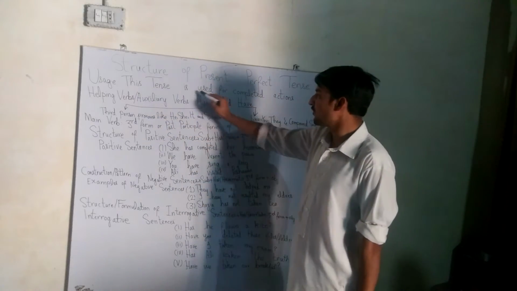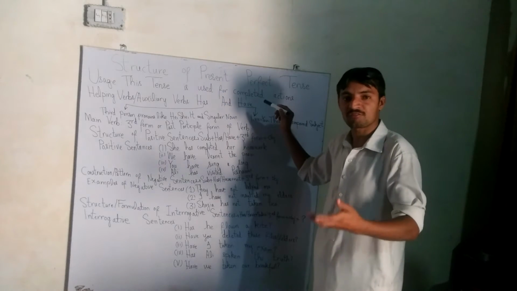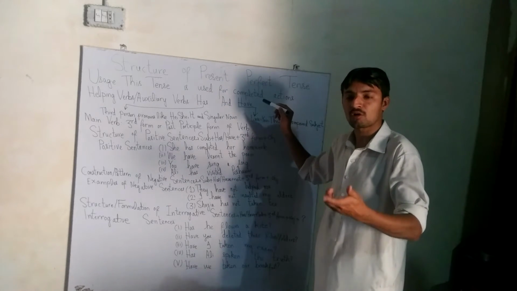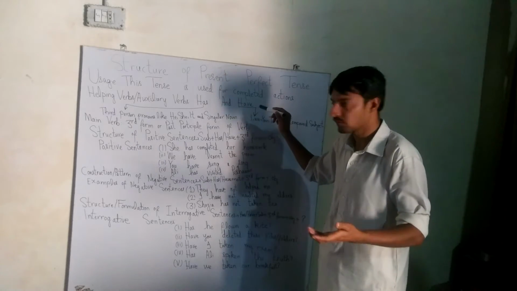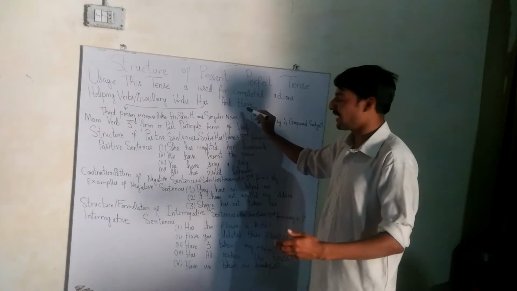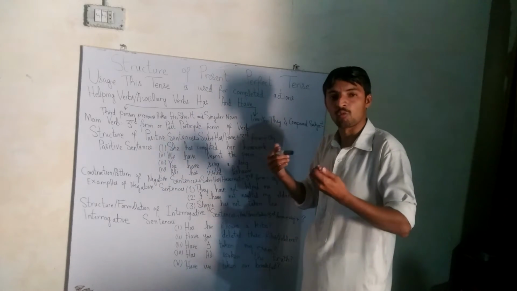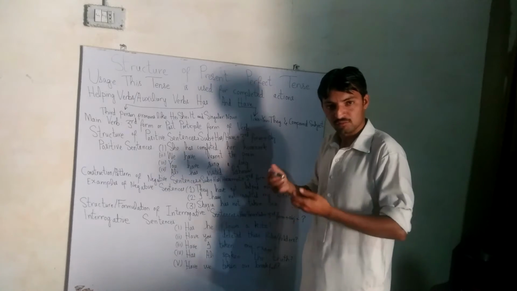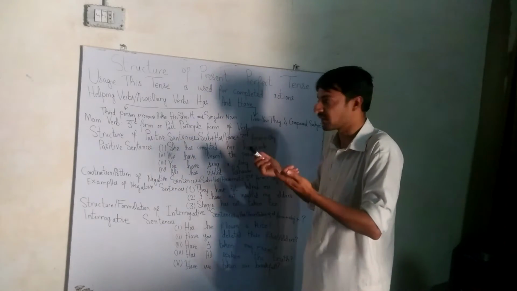Usage. This tense is used for completed actions. We use present perfect tense when we are going to talk about those actions or activities which have been completed. Helping verbs, or auxiliary verbs: has and have. We use two auxiliary verbs, namely has and have, in present perfect tense.